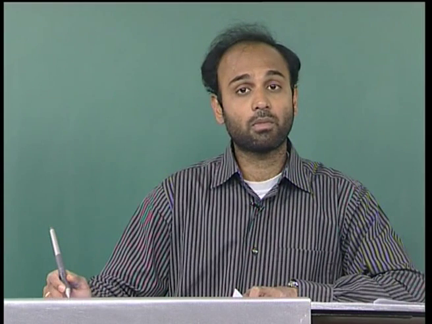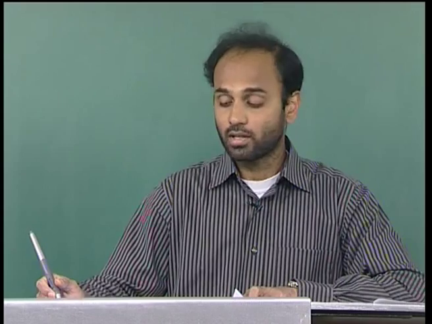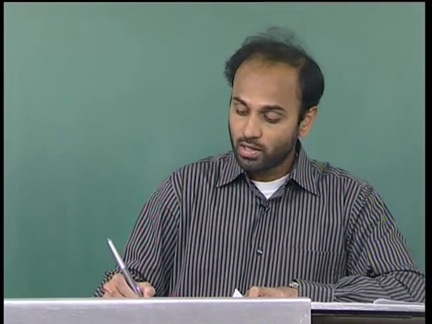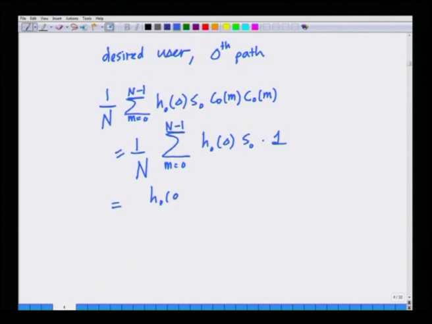Remember, c 0 m is either plus or minus 1. In either case, c 0 square of m is 1, this we have seen many times, that is the self correlation of a sequence. Hence, this is simply going to be 1 over n summation m equals 0 to n minus 1 h 0 0 into s 0 into c 0 m square, which is 1. This is simply nothing but h 0 0 into s 0 summed n times, which is n over n, which is nothing but h 0 0 s 0.